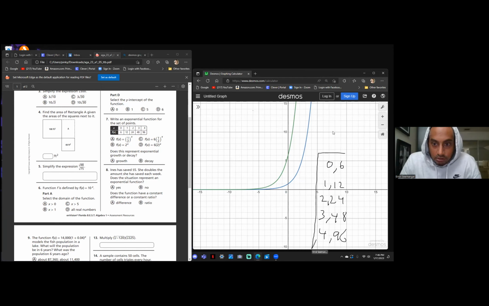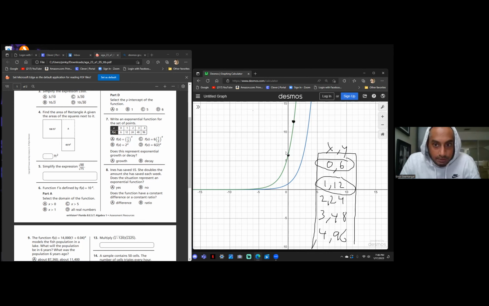Which one is this, blue or green? X comma Y. Where is 0, 6? Right here, 1, 2, 3, 4. This is your 0, 6 right here. 112 is right there. It's the green. That's 112. See these points right here? 0, 6, 112, 224. So it's the green.